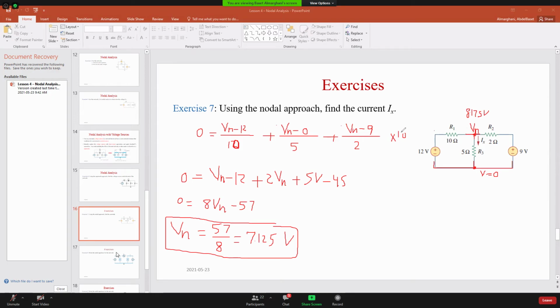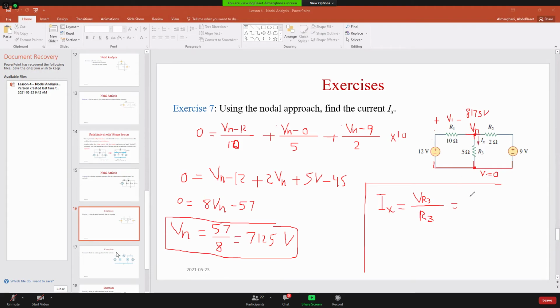Now what will happen if we want to find the current here or any voltage? So if you want to find the voltage, for example, across R1, it's 12 minus that. Depends, because in the lab, for example, we'll say find the voltage V1 here. So you're going to have 12 minus 8 point something. This is the voltage once you find Vn. But here we only have to find Ix, which is going to be the current in the 5 ohm. So it is VR3 divided by R3, because it's the current going through this resistance.